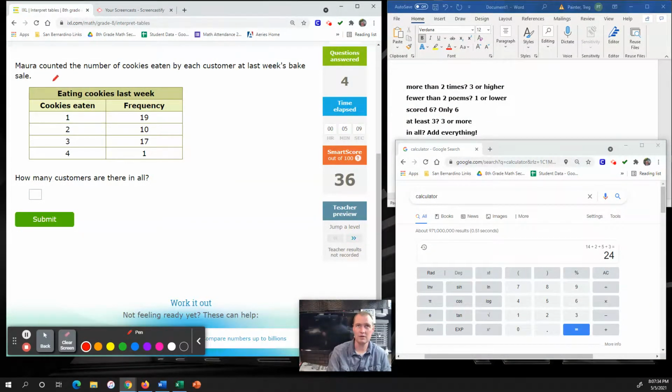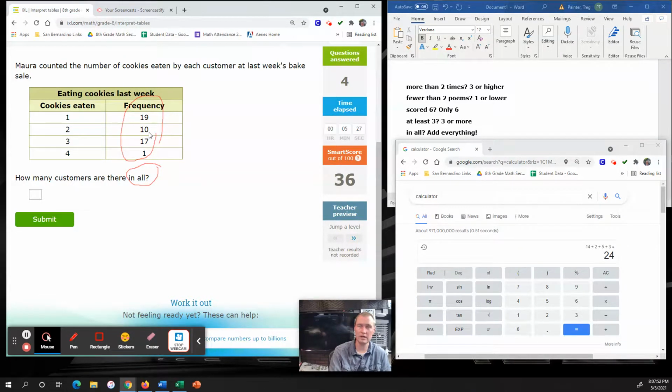All right. So we counted the number of cookies eaten by each customer at last week's bake sale. How many customers are there in all? Okay, the words "in all" mean just add them all up. So we're going to add the frequency in this case. Let me try this one in my head.